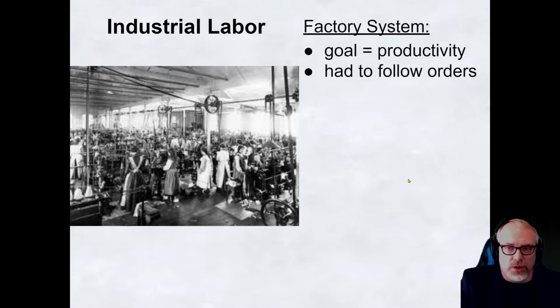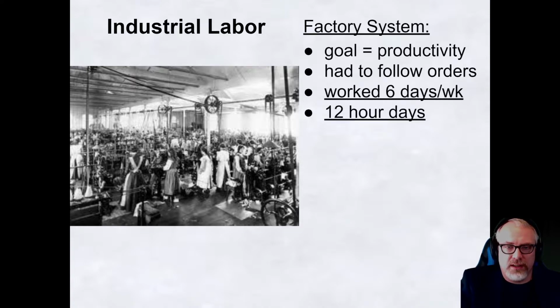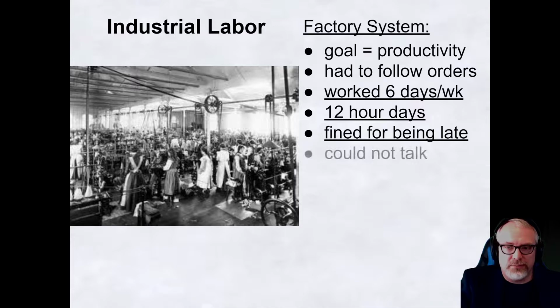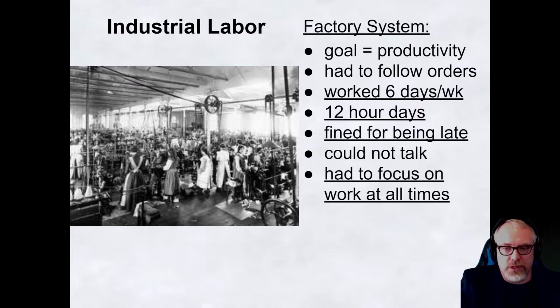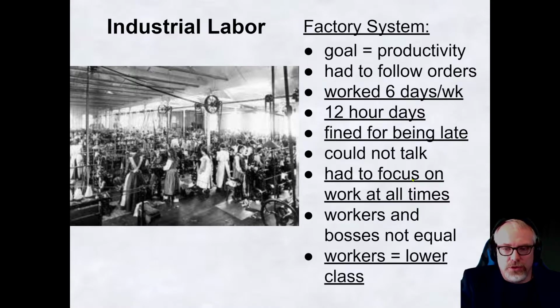Now industrial labor under the factory system, the goal was about productivity. The workers had to follow orders. They worked 6 days a week. They worked 12 hours a day. This is even kids that are 9 years old. You were fined if you were late. You could not talk to each other. You had to focus on the work that you were doing all of the time. The workers and the bosses were not equal, and workers were what are considered to be a lower class.